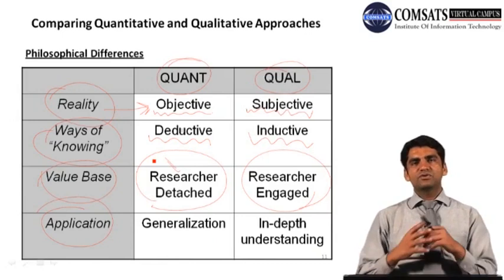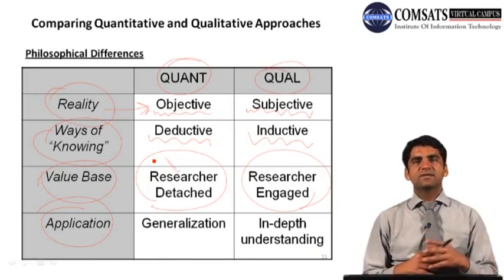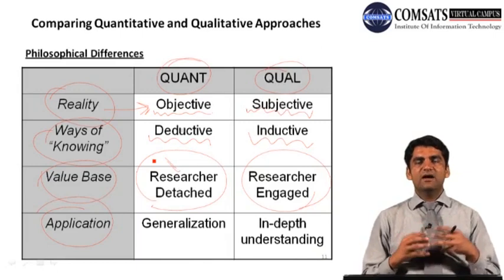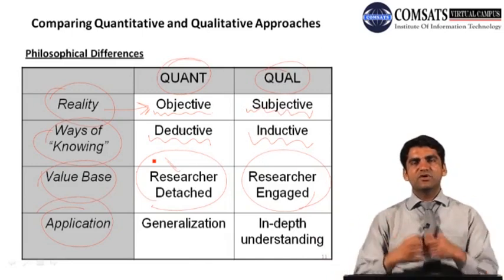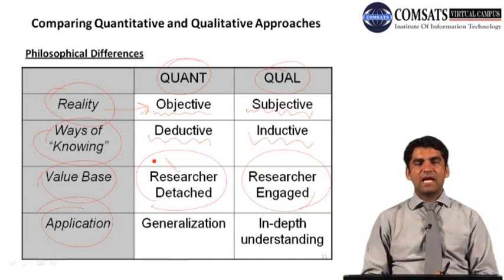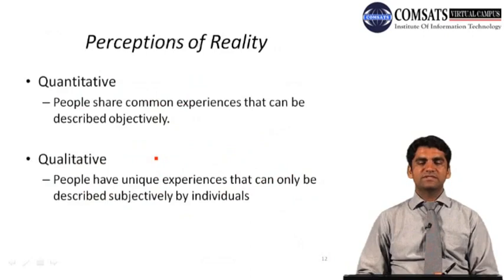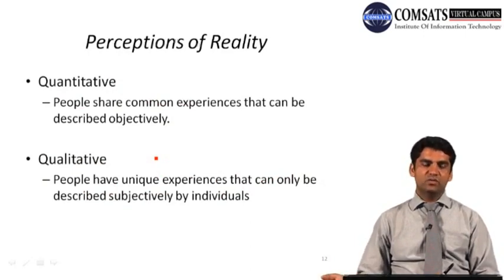While in qualitative, because you have to go to the field, ask people, see, observe their reality, how they interpret, how they understand these things, the researcher is predominantly engaged in it. Application: quantitative is more generalizable, while qualitative is more in-depth understanding of one or the other phenomena. We'll see one by one the perceptions of reality. In quantitative, people share common experiences that can be described objectively, while in qualitative, people have unique experiences that can only be described subjectively by individuals.